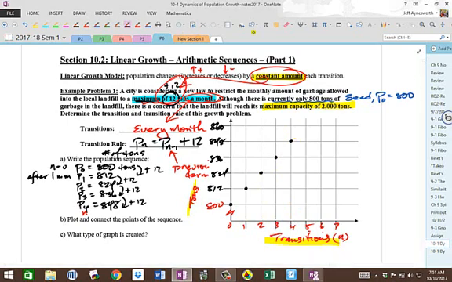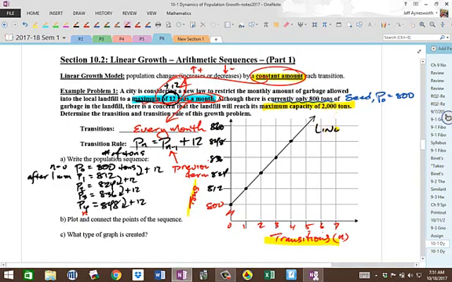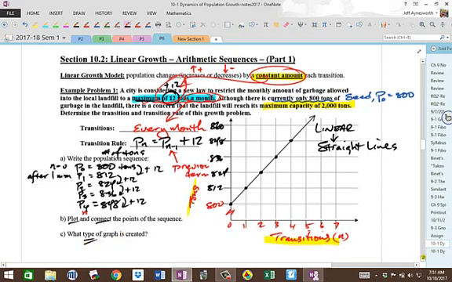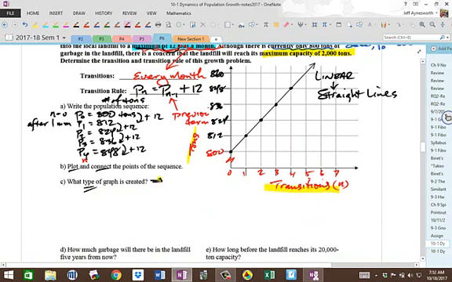Okay, and of course, you can take a straight edge out and understand that this is linear. Okay, it's a linear function. And when I say linear, that implies that you have a straight line. So all arithmetic sequences or linear growth models are linear, and they all line up on a straight line. Okay, and from that, not only can you plot and connect the points in the sequence, you can answer the next question, which is what type of graph? Well, it's linear, right? And so let's state that it's linear. All right, and because of that, you can write the equation of the line.